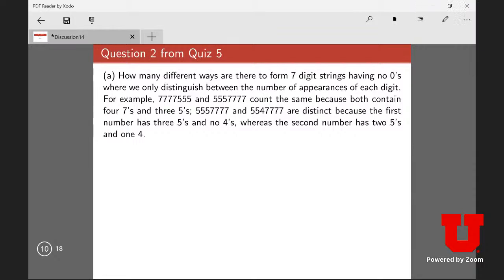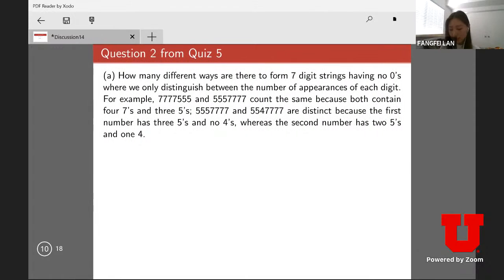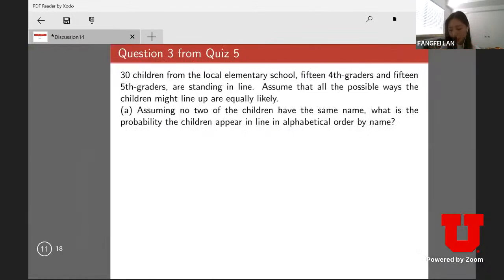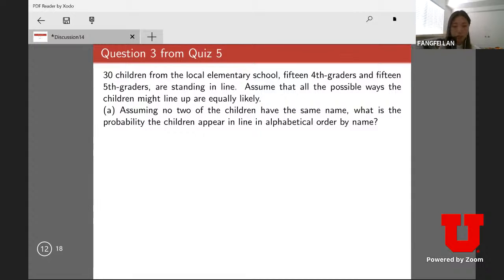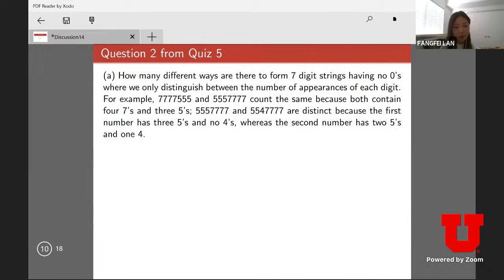You said question 2. What was the other one? 2 is the 777,555 thing, and then 3 is the 30 children and lining them up. Let's do 2 first. Okay. Any other strong opinions? No. Okay, so let's do 2.